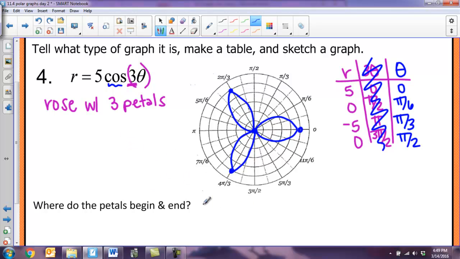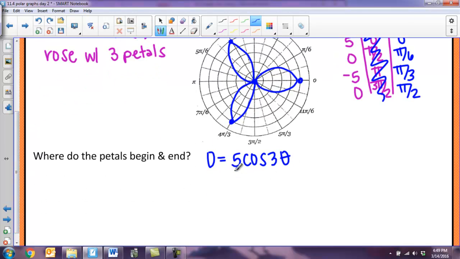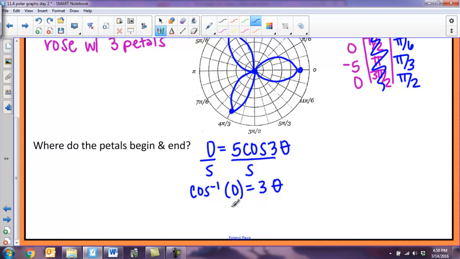And again, if you're looking for where the petals begin and end, you're just figuring out when it hits the pole. So we're going to have 0 equals 5 cosine of 3 theta. This one I would divide both sides by 5, which doesn't really change anything. And then I would take the inverse cosine of 0, and that's going to give me 3 theta. So I think about what angles give me a cosine of 0. If I think about my unit circle, I would get pi over 2 or 3 pi over 2, and so on, plus pi n, is equal to 3 theta.